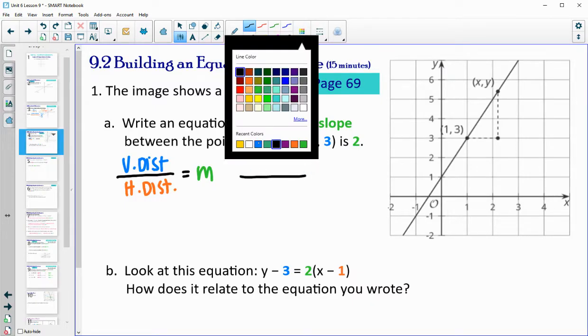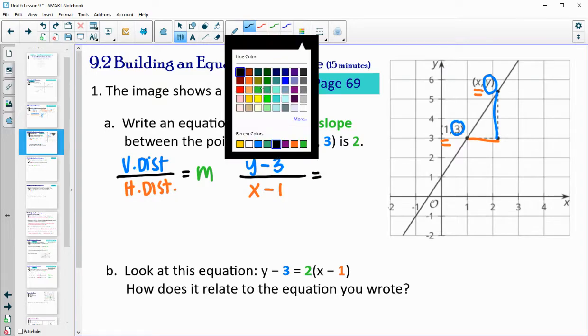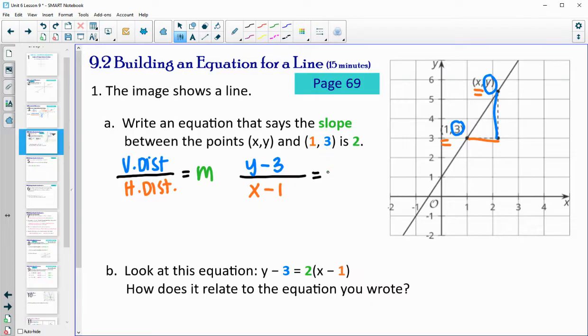Our vertical distance, again, we subtract our y values. So to find this vertical movement here, we would do y minus 3. And then to get our horizontal distance, this horizontal movement, remember, we subtract our x's. So in this case, x minus 1. And then we know that that's the slope. So in this equation, our slope is equal to 2. That would be an equation we could write to say that the slope between these 2 points is equal to 2.